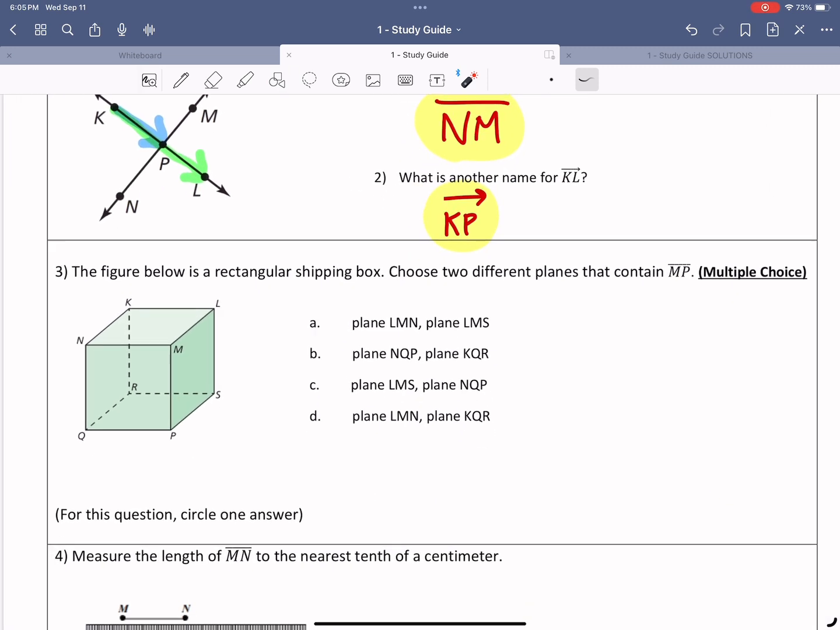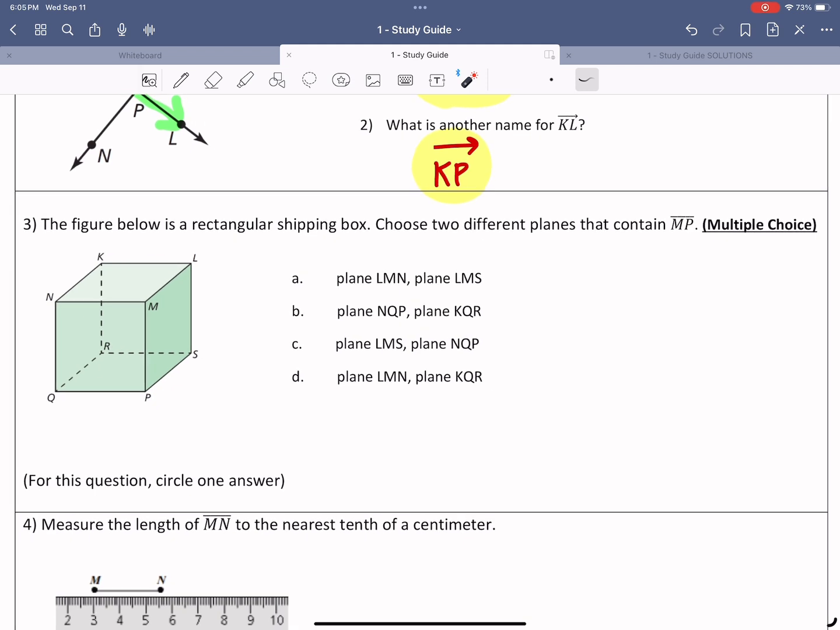Okay, let's look at the next one. The figure below is a rectangular shipping box. Choose two different planes that contain this line segment MP. This one's an interesting one. We're going to have to use process of elimination, and then hopefully arrive at our answer, which, spoiler alert, I believe is actually C. Let's take a look.